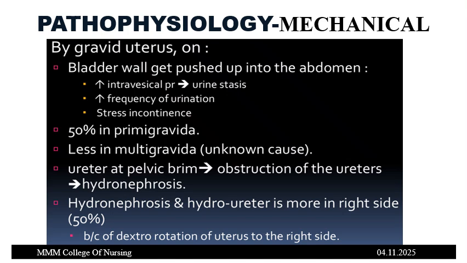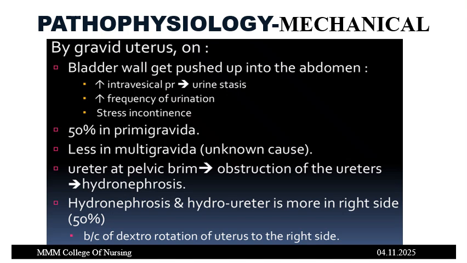So if the uterus is gaining weight, imagine the push on the bladder because of the gravid uterus. Because of that, the bladder wall gets pushed up into the abdomen. That causes increased intravesical pressure, and that causes urinary stasis. Also, because of the gravid uterus pressure, there will be increased frequency of urination and stress incontinence. This occurs in 50% of primigravida and less in multigravida.